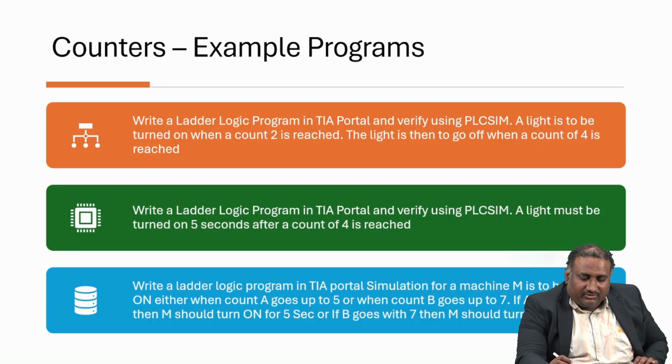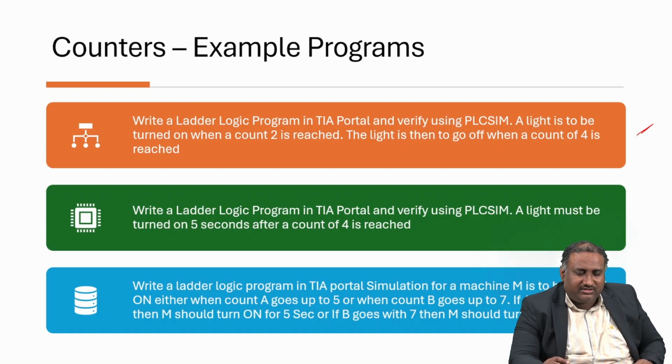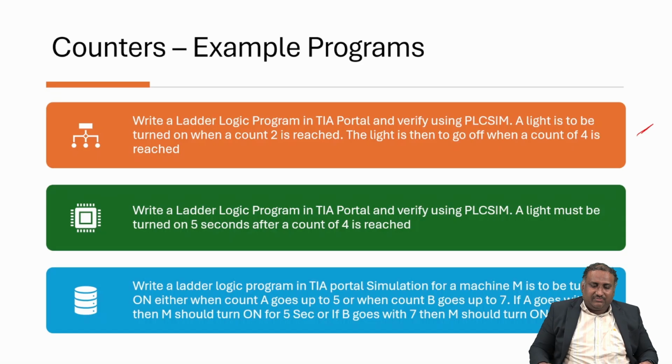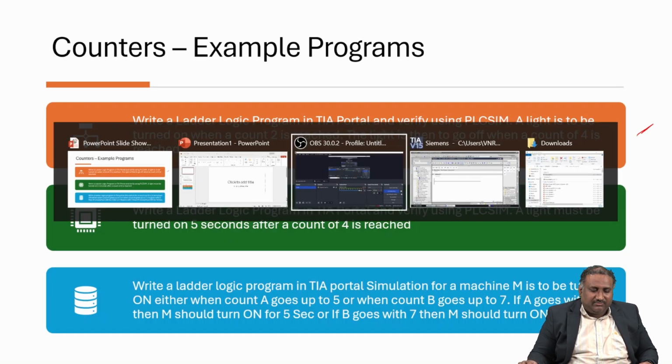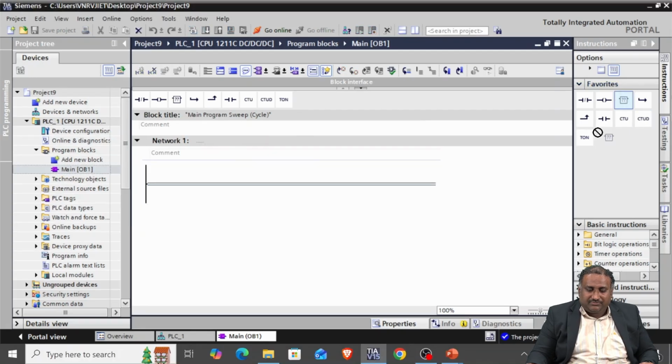The 3 programs over here are as follows. Let us look at the first program. A light has to be turned on when a count of 2 is reached, and it should turn off when a count of 4 is reached. We can implement it by using multiple logics. I will take one simple logic and try to implement it. First I am using an up counter.